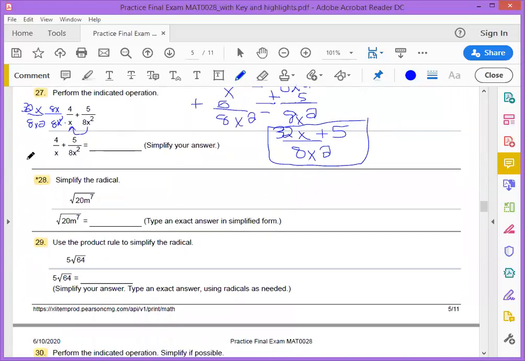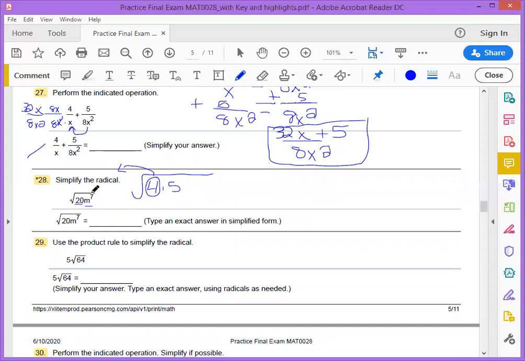All right, let's look at number 28. We're simplifying this radical. We have the square root of 20m to the 7th power. Now, when you're looking at these square roots, you're looking for the perfect squared number, the largest one that can be divided into the integer 20, and that's 4. 4 times 5 gives us 20. 4 is a perfect square, so we can find the square root of 4 and remove that from underneath the square root. Now, m to the 7th, we want to find the highest set of 2.